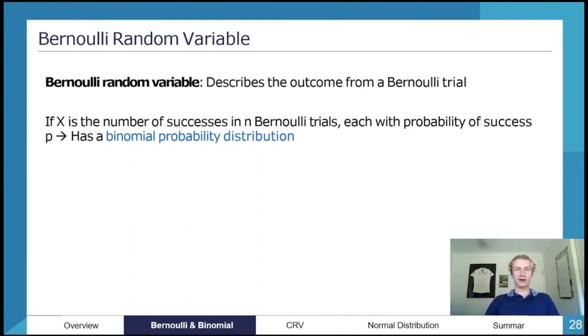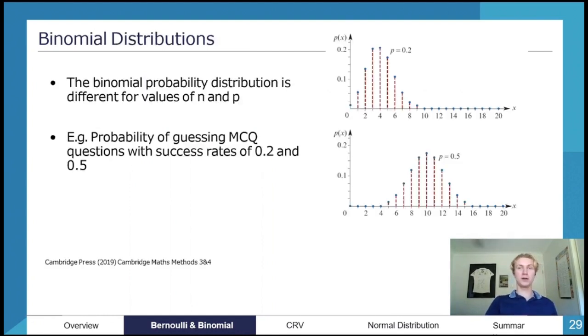Okay, so a Bernoulli random variable describes the outcome from a Bernoulli trial. So if x is the number of successes in n Bernoulli trials, each with the probability of success p, that means we've got a binomial probability distribution. So we can actually graph the probability and outcomes of x. Binomial distributions we represent like this. The binomial probability distribution is different for different values of n and p. If we change n or p, it's going to affect the value of P of X equals x that we get.